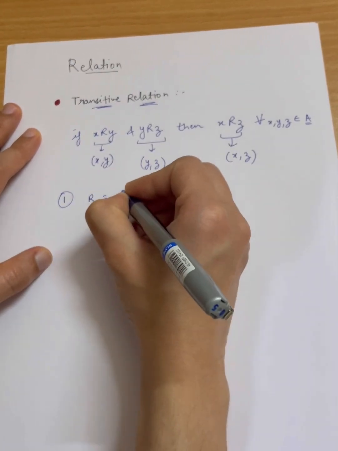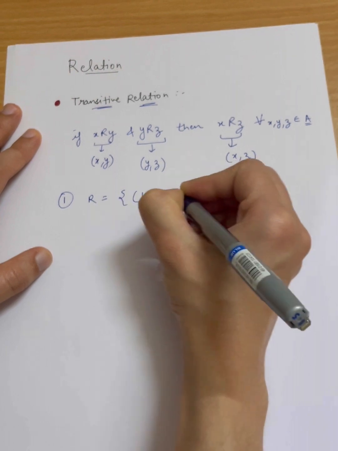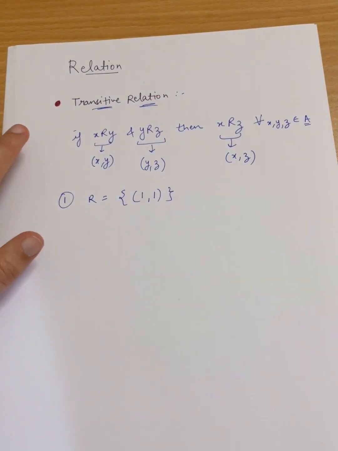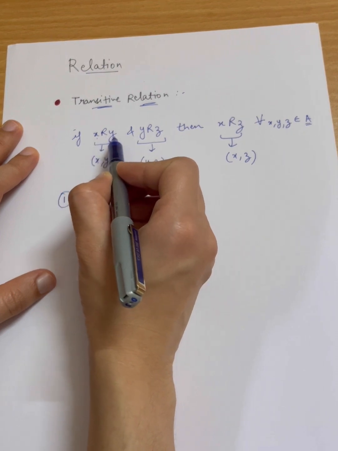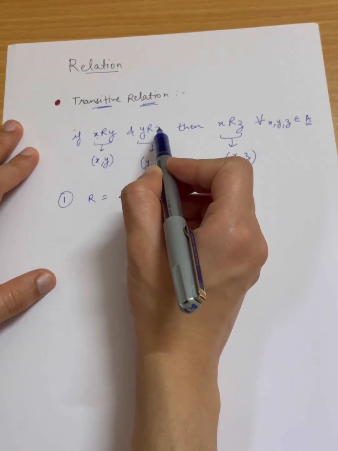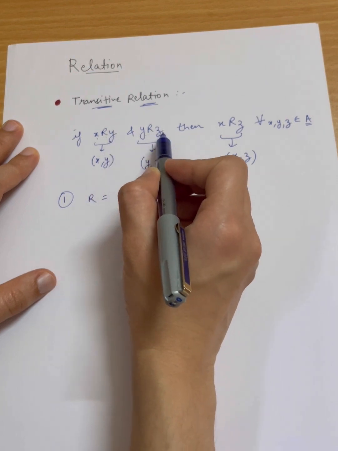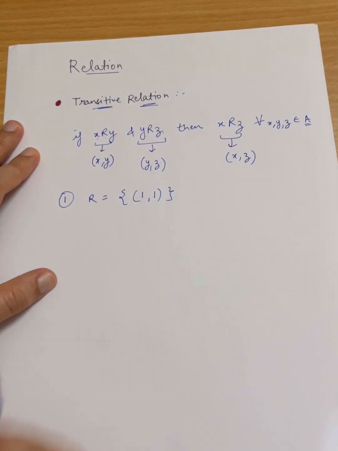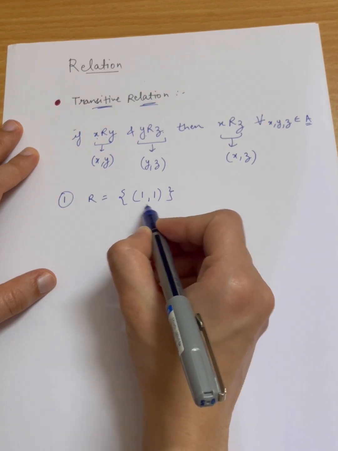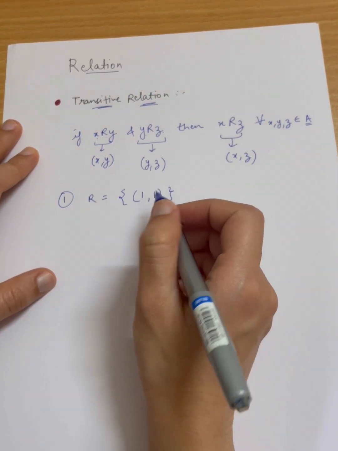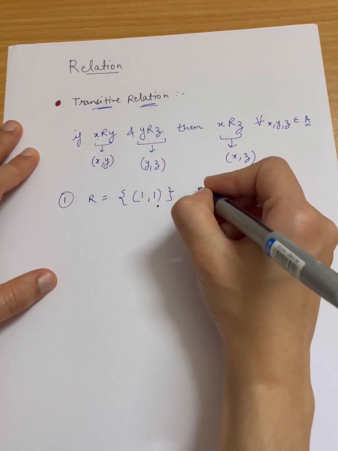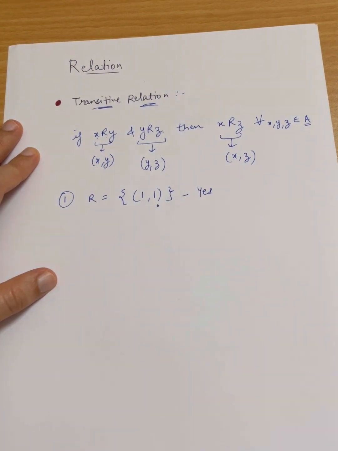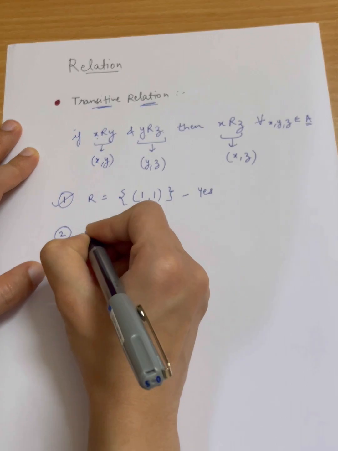First one: if there is one relation (1, 1), is this a transitive relation? I think there is no problem. Why? Just think about it. The condition says if x R y and y R z are present in a relation, then we need to check. But if the cardinality of this relation is 1 only, and there is only one element in a relation, then we don't need to think. It's definitely a transitive relation, right? See the next one.